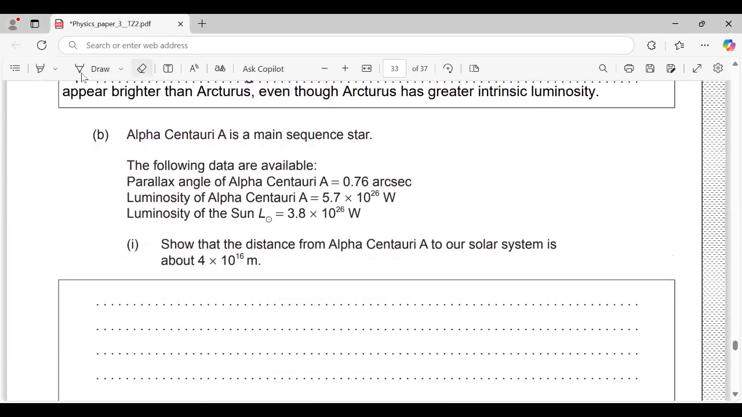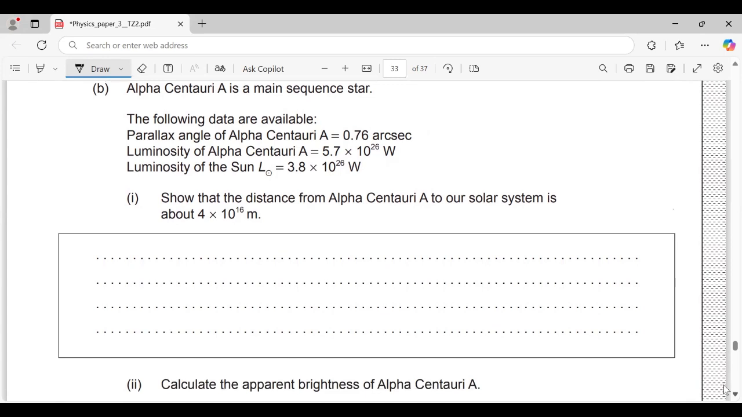Alpha Centauri A is a main sequence star. The following data are available. The parallax angle of Alpha Centauri A is 0.76 arc-second. The luminosity of Alpha Centauri A is 5.7 times 10 power 26 watts. The luminosity of the sun is 3.8 times 10 power 26 watts. Show that the distance from Alpha Centauri A to our solar system is about 4 times 10 power 16 meters.